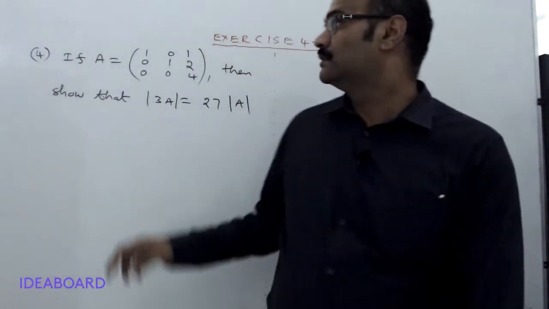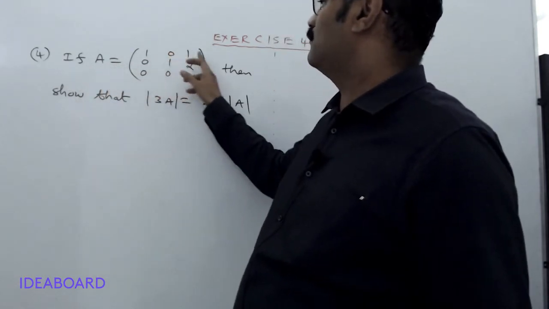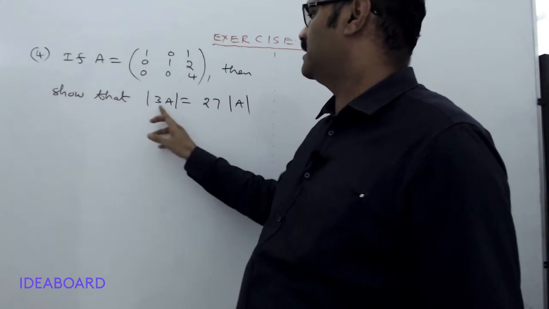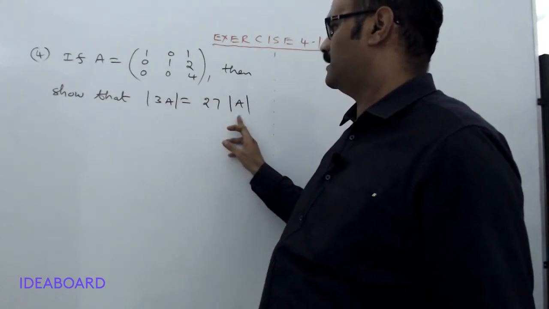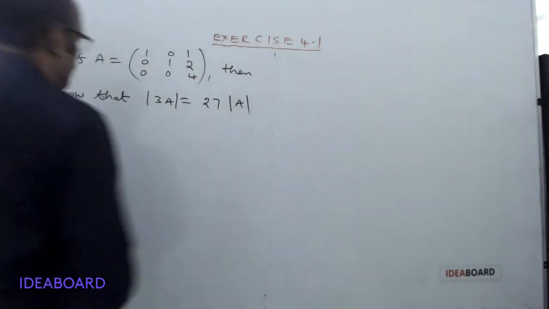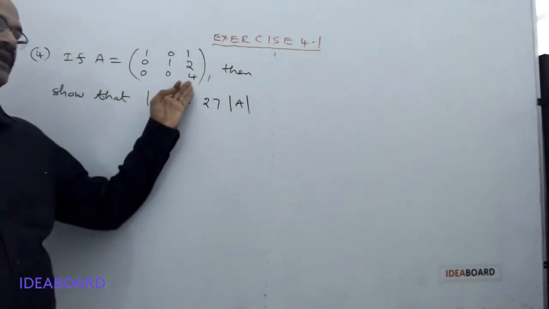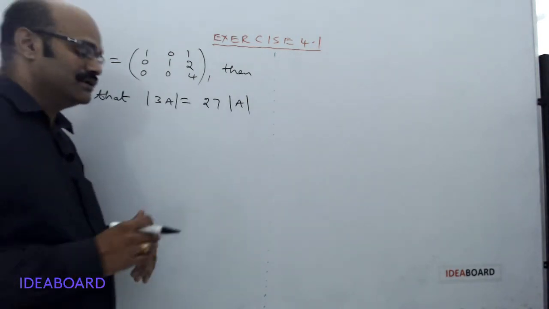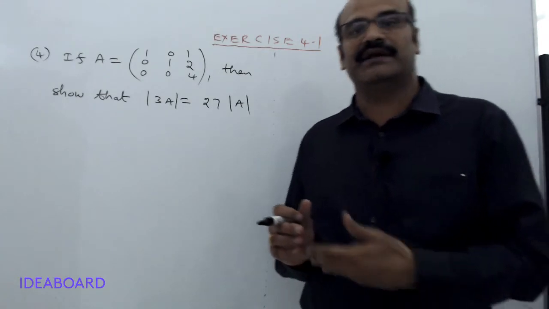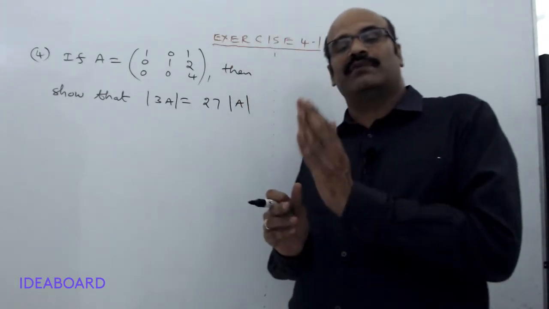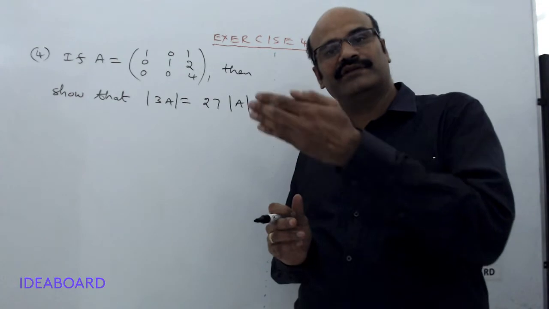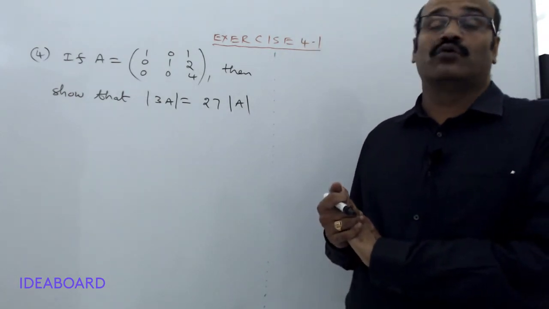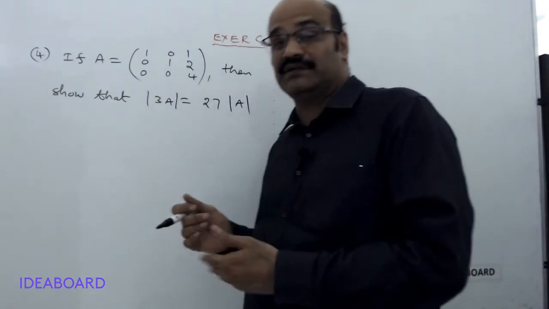Fourth problem, if A equal to 1, 0, 1, 0, 1, 2, 0, 0, 4, then show that determinant of 3A equal to 27 into det A. In the previous problem, we had a 2 by 2 matrix. Here we are having a 3 by 3 matrix. Whenever you have a 3 by 3 matrix, the determinant is defined as the sum of the products of the elements of any row with their corresponding cofactors. That is the definition of the determinant of a 3 by 3 matrix by cofactors.